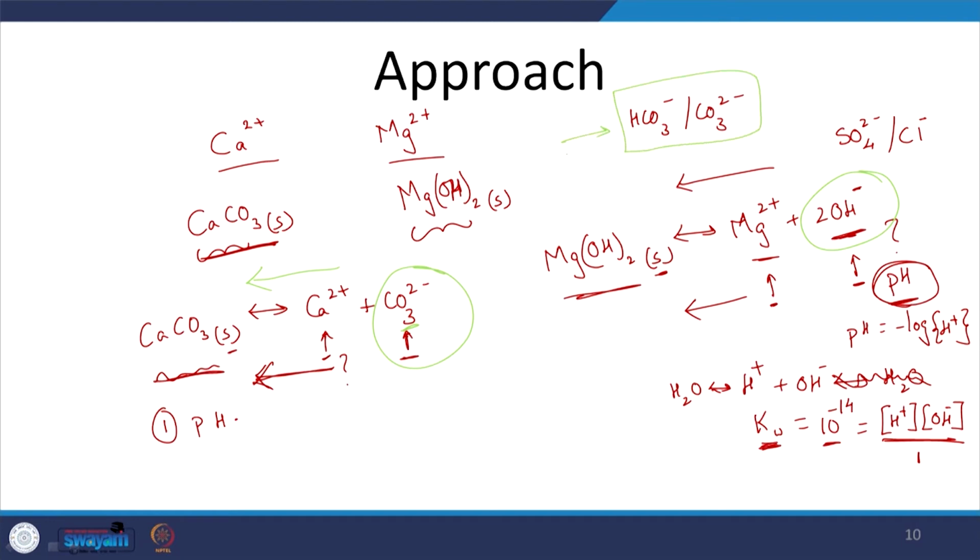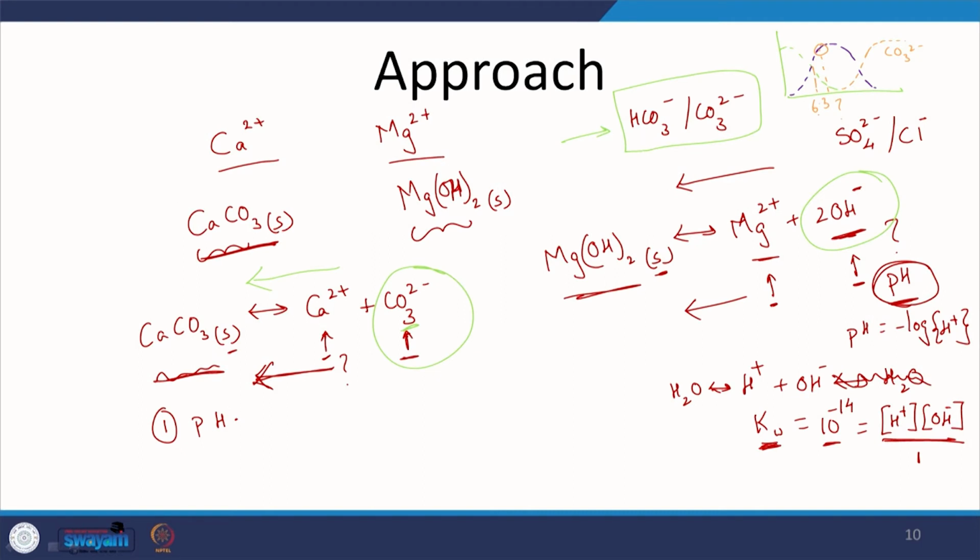But from the speciation diagram, let me draw this here. So this is my speciation diagram. Yes, this is for HCO3 minus. The green one was for H2CO3, right? And this is for CO3 2 minus. Let me just write that down, CO3 2 minus, right? But the pH here, pKa is 6.3. So at around neutral pH, what is predominating? Mostly it is HCO3 minus, right?